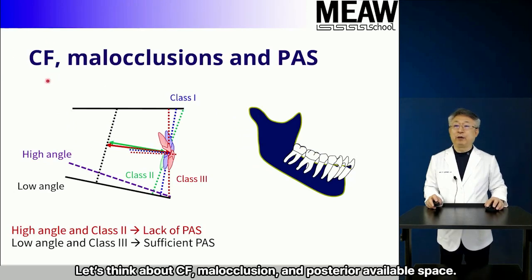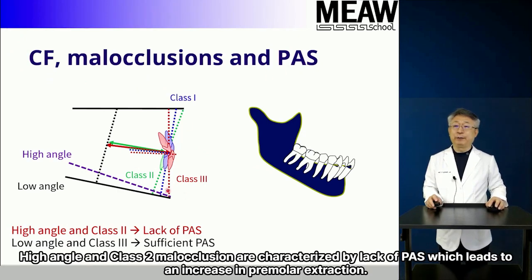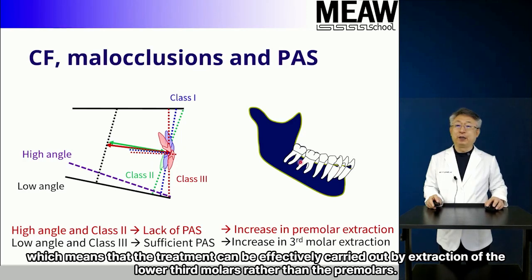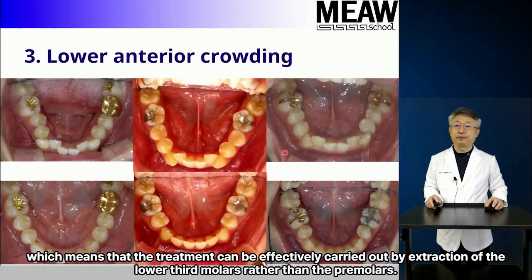Let's think about CF, malocclusion, and posterior available space. High angle and class 2 malocclusion are characterized by lack of PAS, which leads to an increase in premolar extraction. On the other hand, low angle with round face and class 3 malocclusion are characterized by sufficient PAS, which means that the treatment can be effectively carried out by extraction of the lower third molars rather than the premolars.